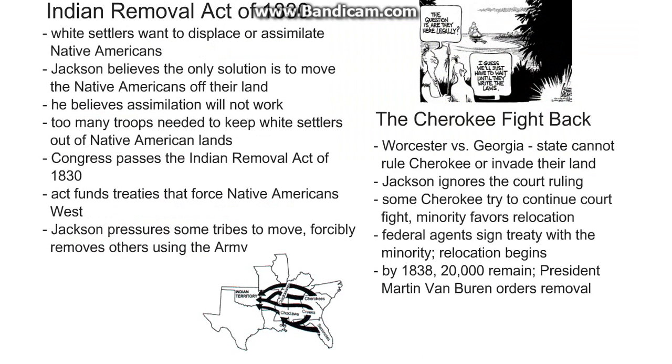The Indian Removal Act of 1830 is a very controversial issue during the Jackson presidency. White settlers wanted to displace or assimilate Native Americans. Assimilation would be to have Native Americans take on the aspects of white culture, dress like white settlers, believe the same things that white settlers believed, things of that nature.